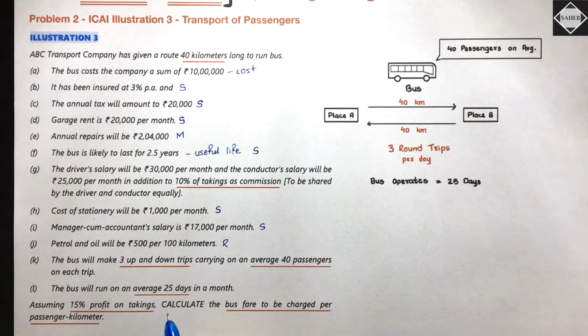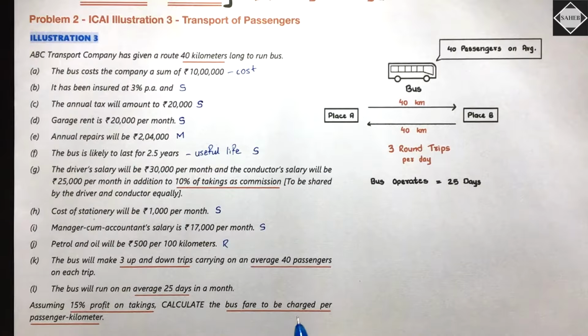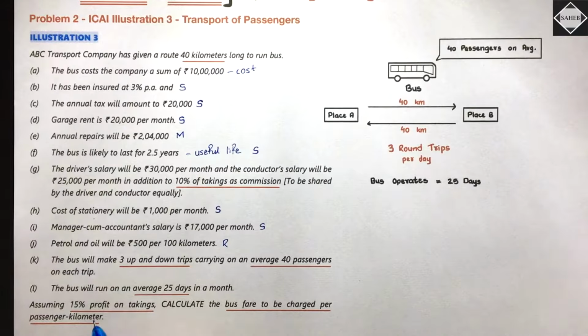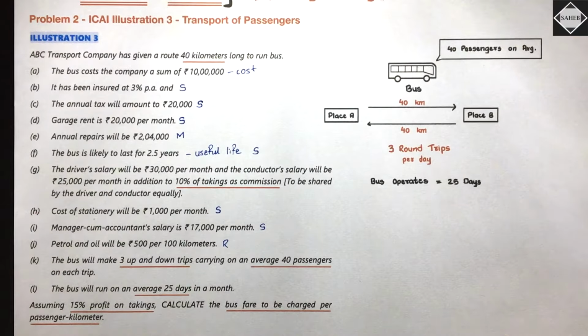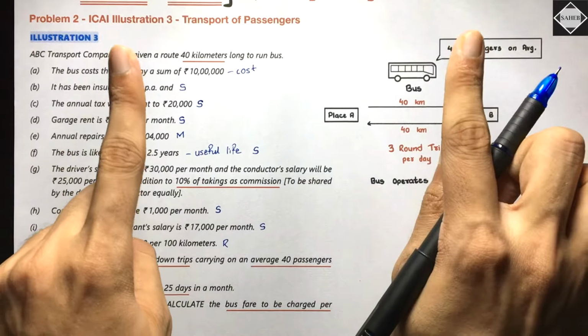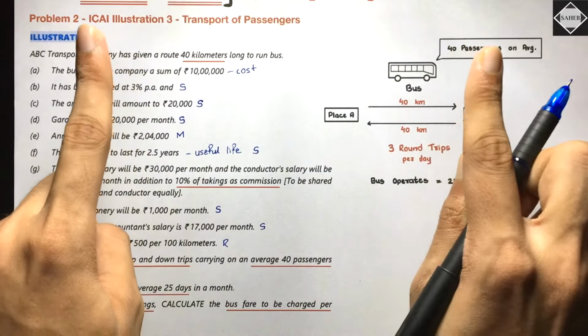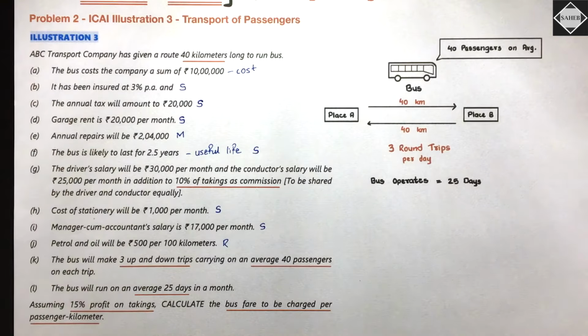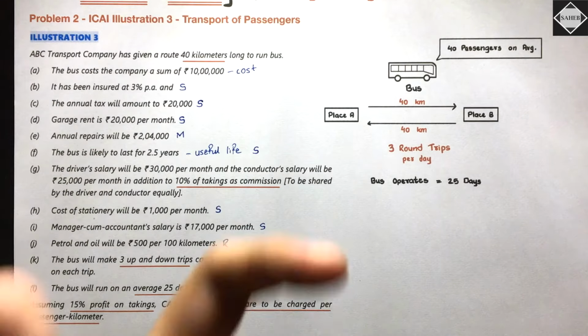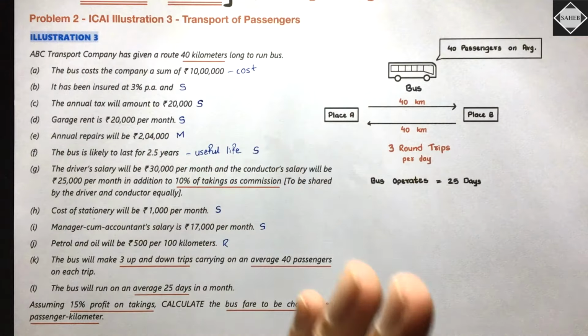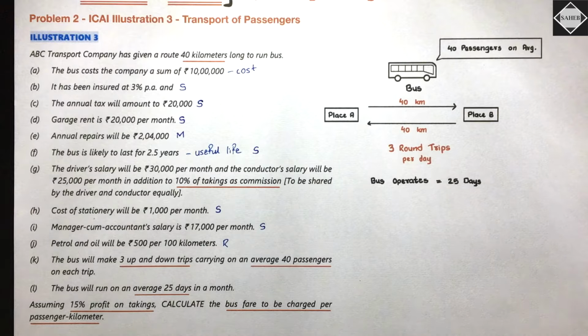Then they are saying the main requirement: calculate the bus fare to be charged per passenger kilometer. The question is asking, if we take 1 passenger for 1 kilometer, how much do we have to charge, right? Don't worry, we will calculate that also. Now what we have to do, we'll calculate the passenger kilometer first, the denominator. Yes, let's just do that. Let's calculate the denominator first. Passenger kilometer, the cost units.